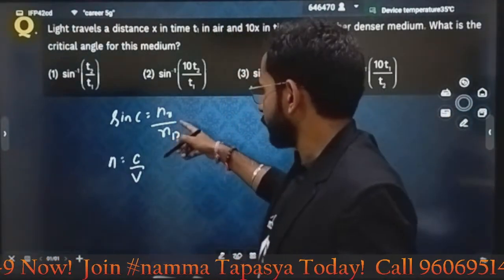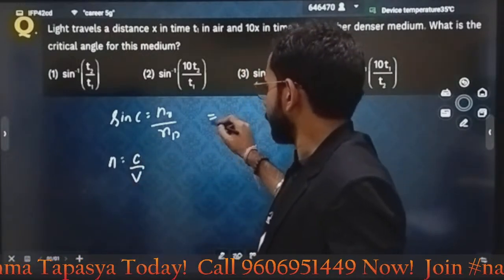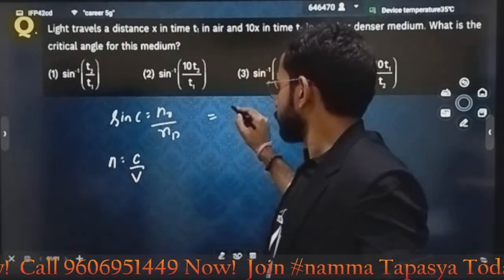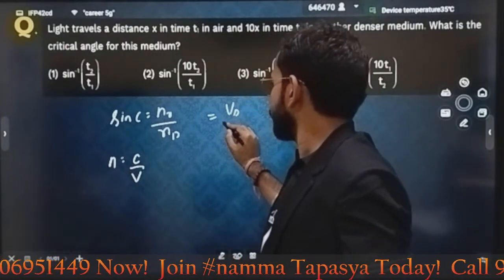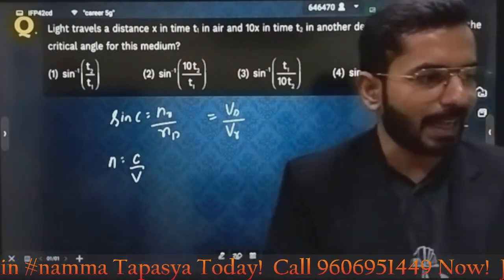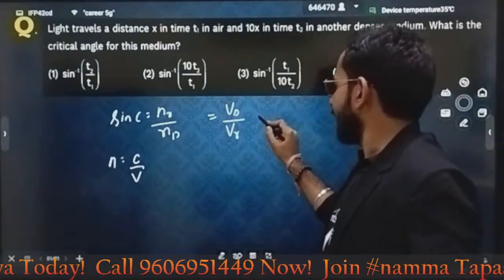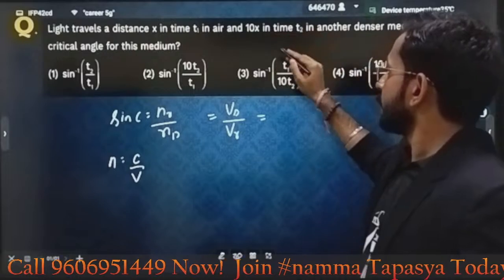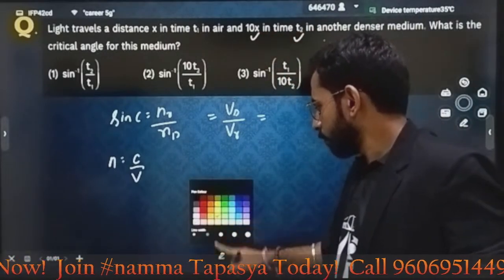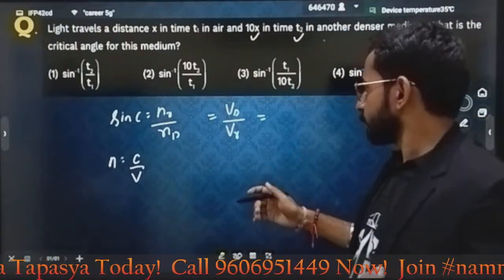So if I replace this n with c by v, I can say the refractive index is inversely proportional to the velocity v. So I can write the velocity in the denser medium divided by the velocity in the rarer medium, because c will get cancelled out. Till here clear? Fine. Now, can I write the velocity in the denser medium if I have the distance and the time? Solve it by yourself.